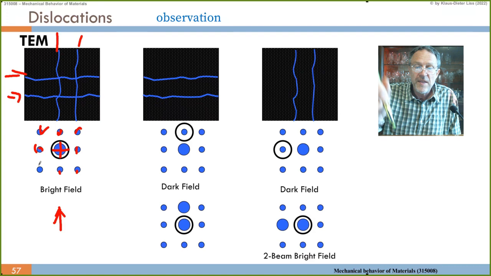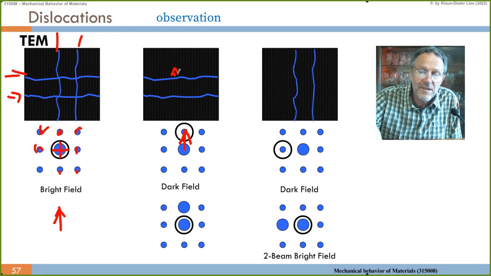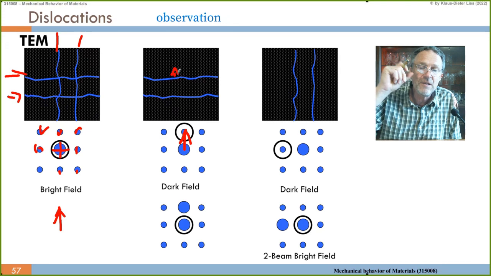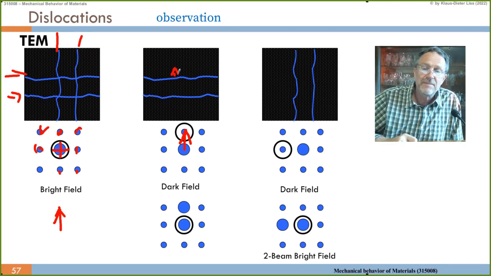Now if you go to the dark field and you select this reflection as shown here to the top, that means the scattering vector is vertical, and also we say these are edge dislocations, so the B vector and the displacement is mostly perpendicular to the dislocation line.